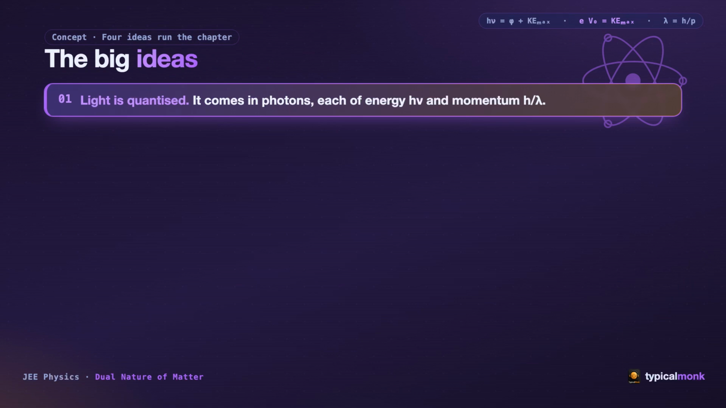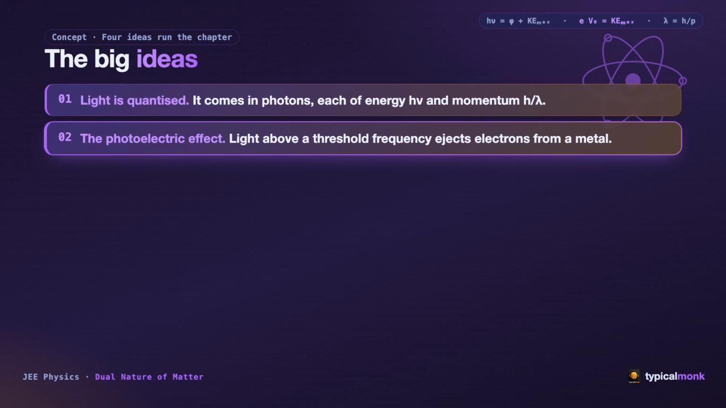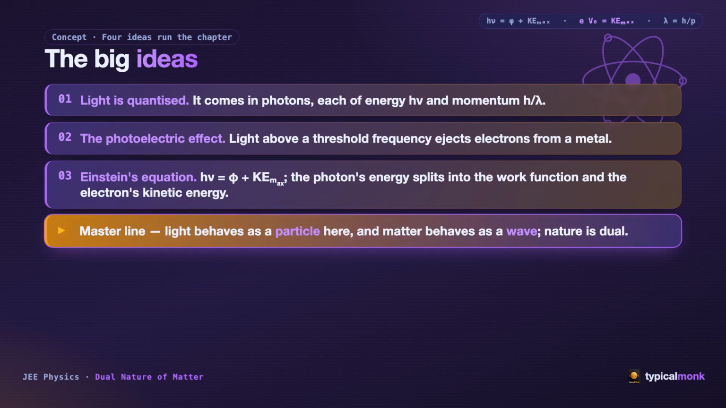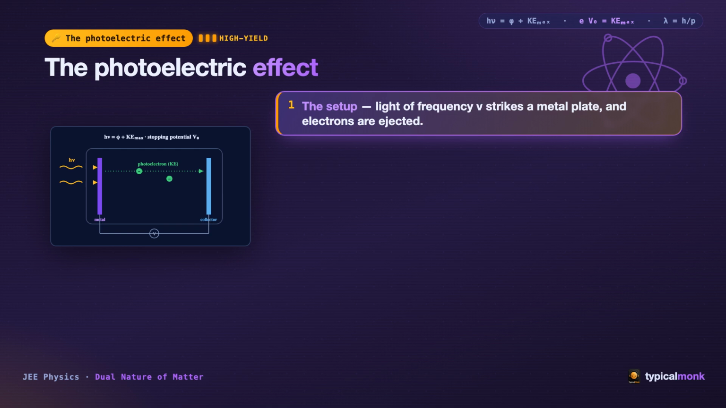Look at them together first. Light is quantized. It comes in photons, each with an energy h nu and a momentum h over lambda. The photoelectric effect: light above a threshold frequency ejects electrons from a metal. Einstein's equation, h nu equals phi plus KE max. The photon's energy splits into the work function and the electron's kinetic energy. Master line: light behaves as a particle here and matter behaves as a wave. Nature is dual.